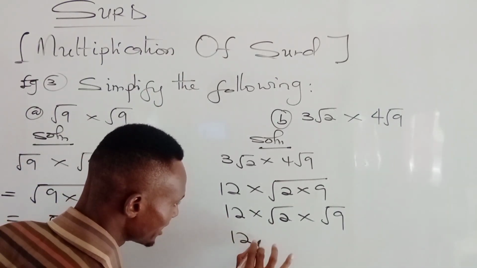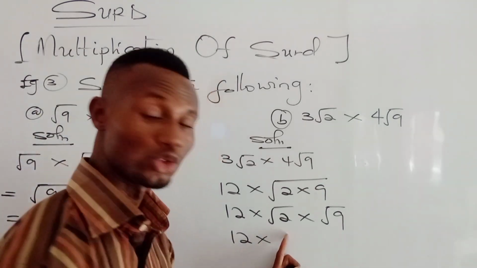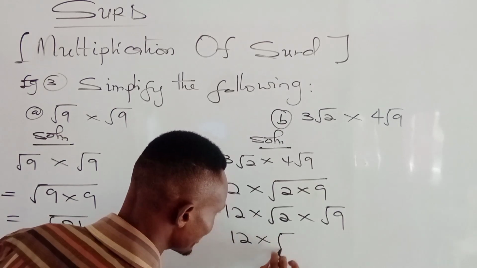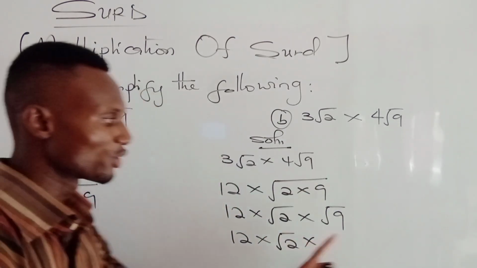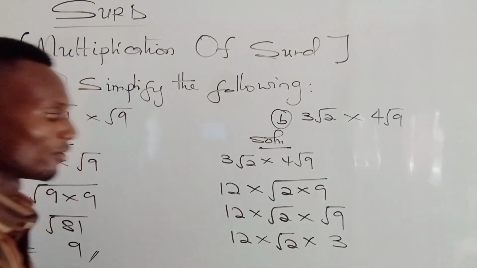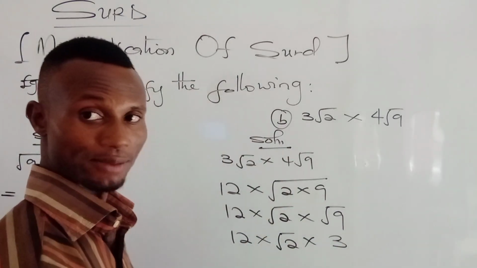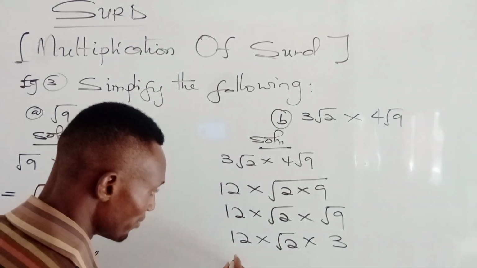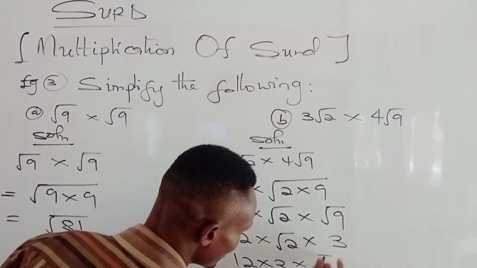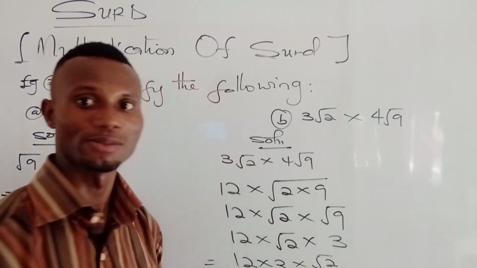So repeat your 12, which is here, times square root of 2. You will not get a whole number as an answer for it, so just repeat your square root of 2. Times the square root of 9, we get an answer for it, which is 3. So you write your 3 down. Now let's group like terms and multiply. I'm just grouping like terms, so I'll get 12 times 3 times root 2. I hope you agree with me up to this point.